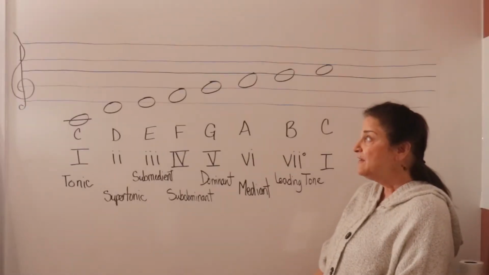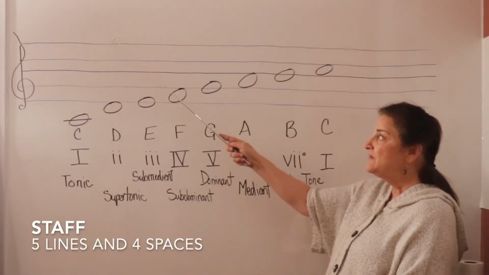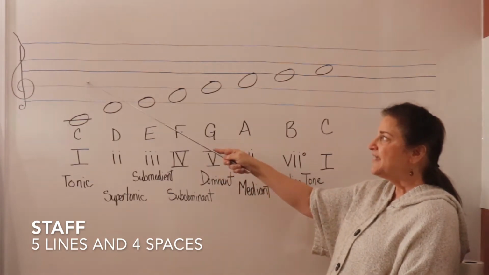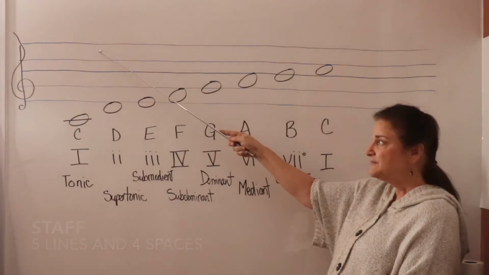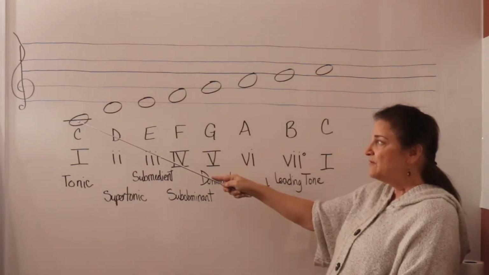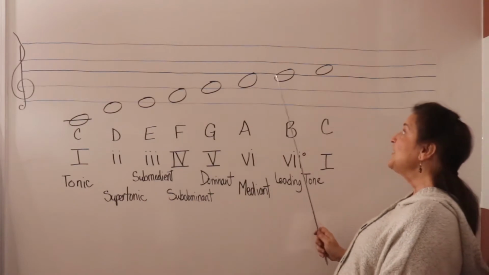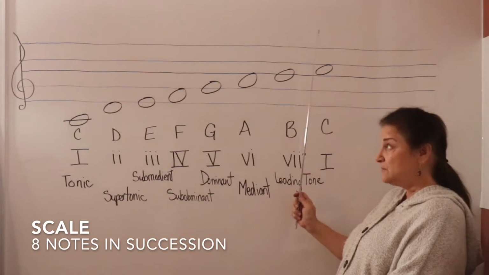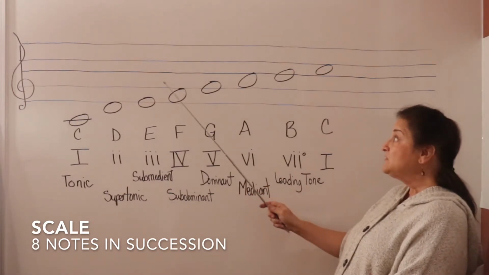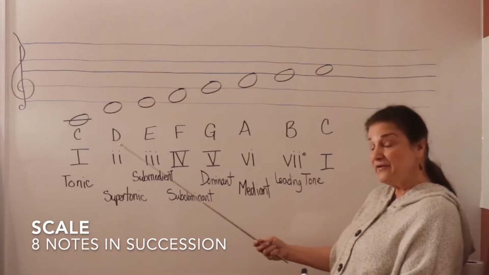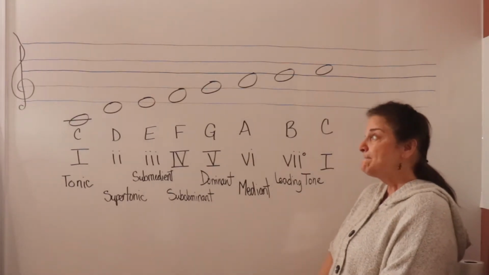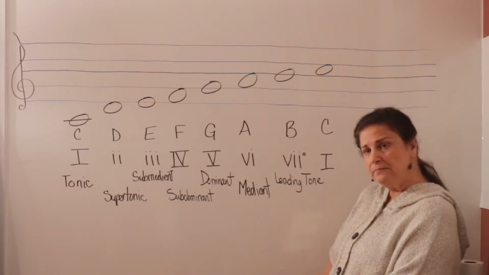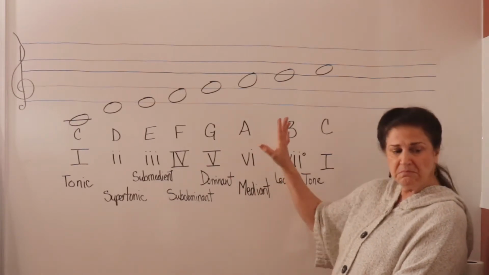On the board you'll see our 5-line staff. Again, first, second, third, fourth, and fifth line. First, second, third, fourth space. We have here the notes C, D, E, F, G, A, B, C. It's a scale. Do, re, mi, fa, sol, la, ti, do. Do, re, mi, fa, sol, la, ti, do. A very familiar scale.